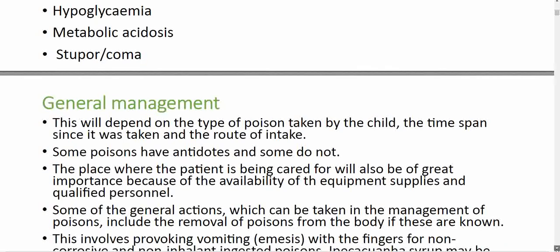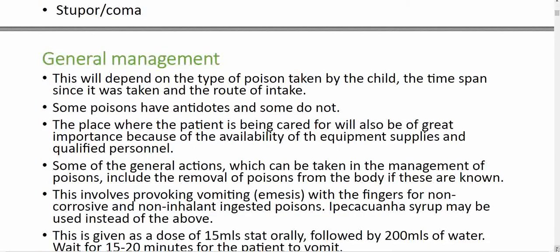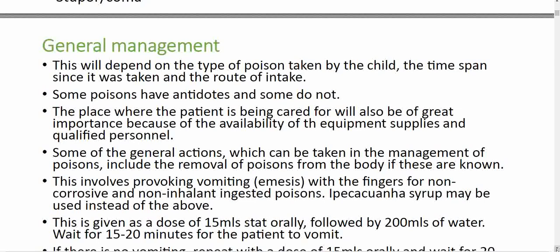So general management, how do we manage such conditions? First, it will depend on the type of poison taken by the child, the time span since it was taken, and the route of intake. Some poisons have an antidote and some do not. The place where the patient is being cared for will also be of great importance because of the availability of equipment, supplies, and qualified personnel.